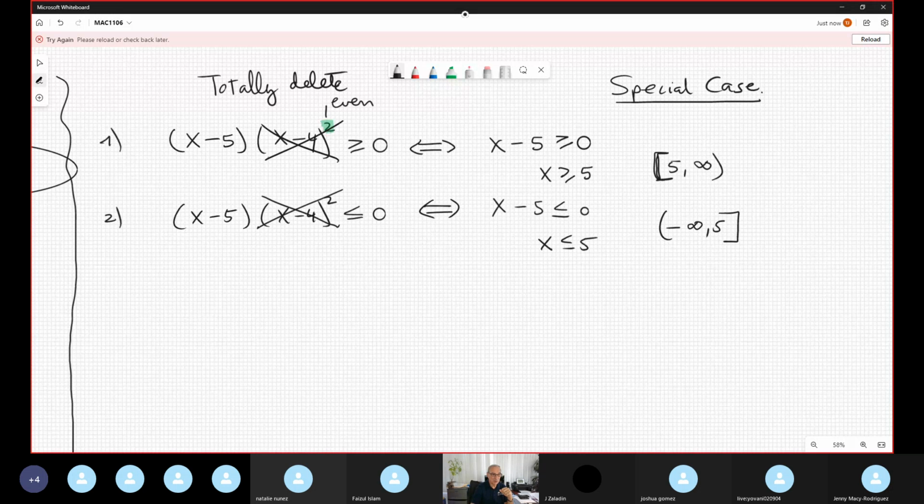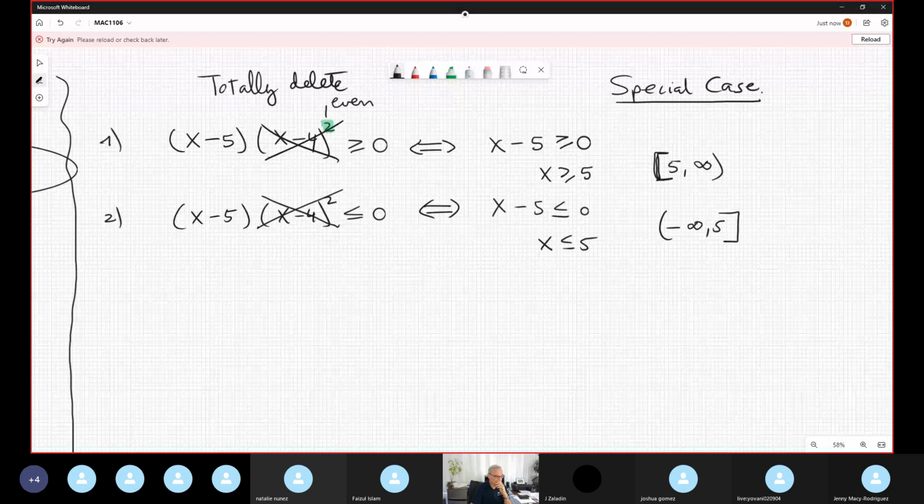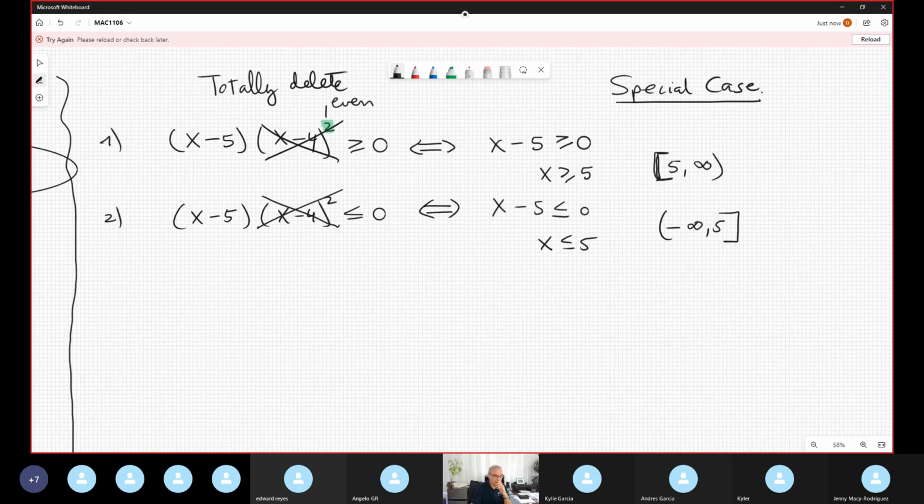Now I want to complicate it a little bit. Everyone follow me so far? Sure? Yes. Okay. Suppose this, number 3. Suppose we have x minus 3, times x minus 4 again squared, but greater than 0. So the only new thing this example brings is that I deleted the equal sign here.